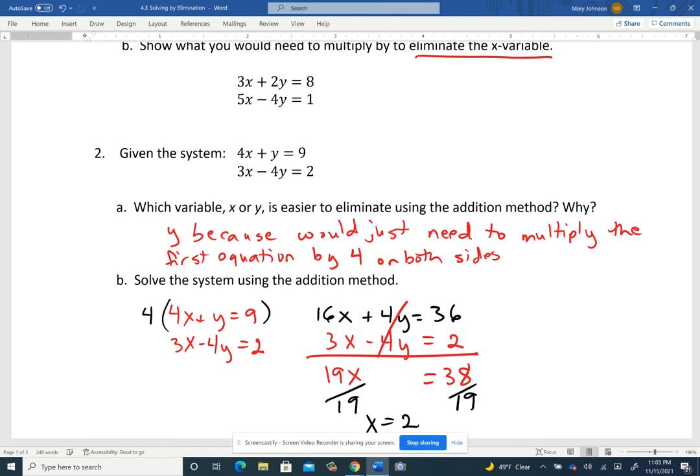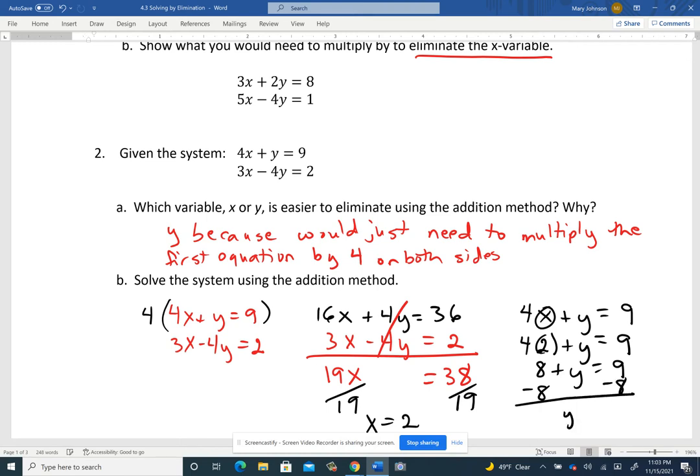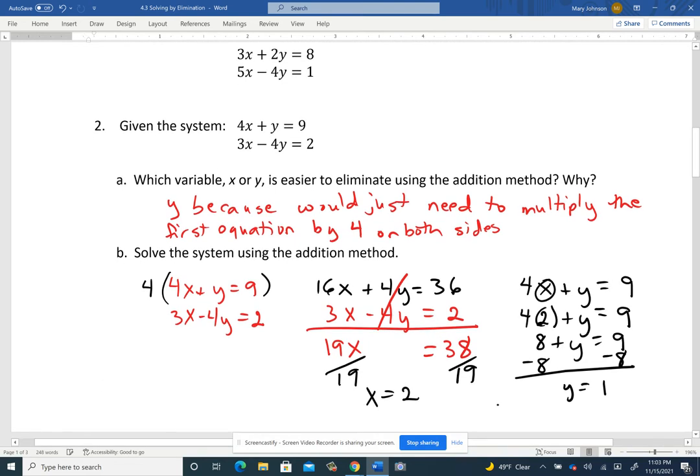Okay. All right, I need to pick one of the two equations and plug the 2 in. I'm just going to pick the first equation since everything's positive, and then put a 2 right there where x is. So I'd have 8 plus y is 9. When I take away 8 from both sides, I'd get y equals 1. So I'm thinking the answer should be an x of 2 and a y of 1.